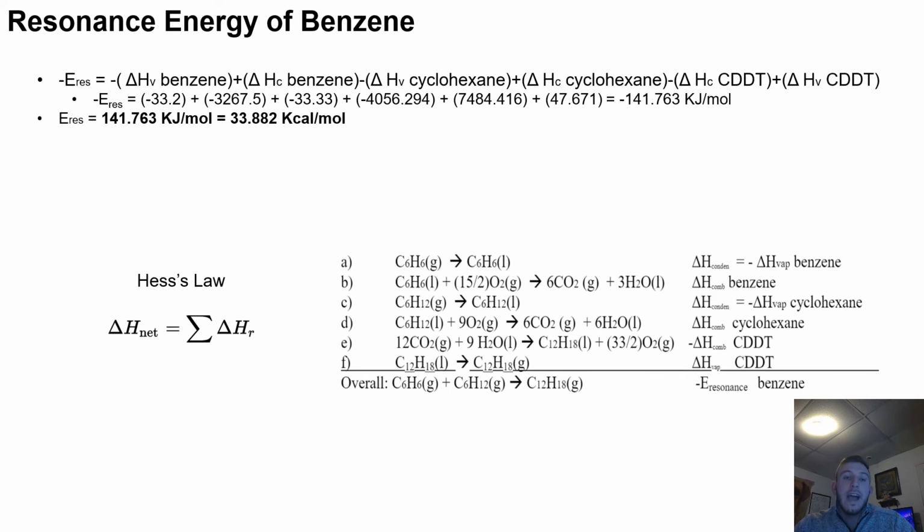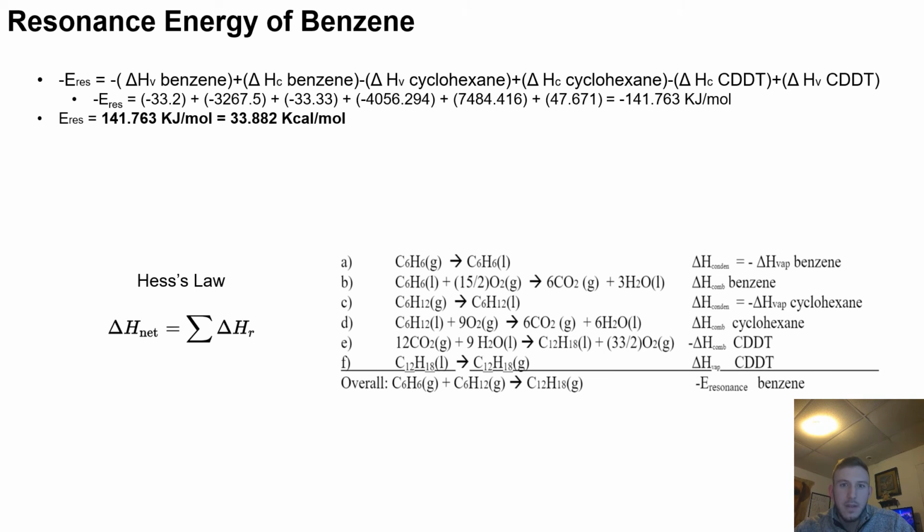So now I'm going to be talking about the actual resonance energy of benzene. I had already talked about this prior. The first 3 values, the enthalpy of vaporization of benzene, the enthalpy of combustion of benzene, and the negative enthalpy of vaporization of cyclohexane were all determined through literature review. Now, the enthalpy of combustion of cyclohexane and the enthalpy of combustion of CDDT were determined through the calorimetric data that I had shown before, and the change in enthalpy of vaporization for CDDT was determined through known data. Now, using Hess's law, we can add all of these values to determine the negative energy of resonance of benzene. And this is just due to the way that the overall reaction is set up.